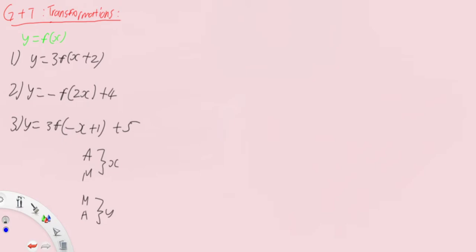Alright, so looking at the first example, we have 3f(x + 2). So we notice that we will need to do a translation for our x, which is the A right here, and then the scaling for our y, which is the M right here. Which means we will do the translation for x and then followed by the scaling for y. Now, obviously you can do the scaling for y, then do the x right here. It doesn't matter because we're dealing with y equals f(x) and everything is in terms of the functions.